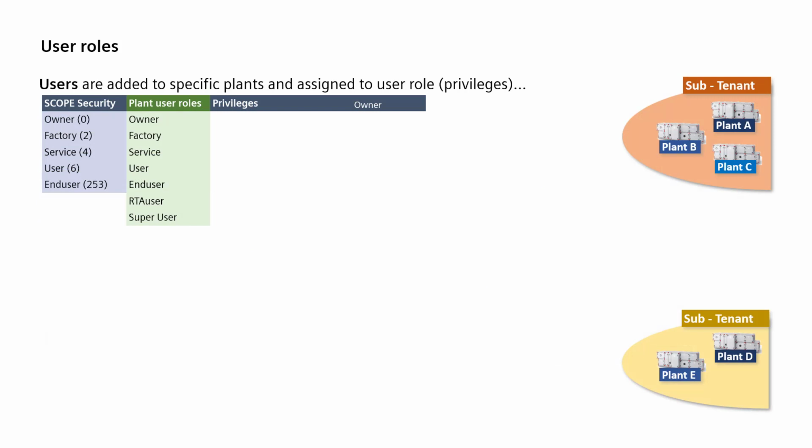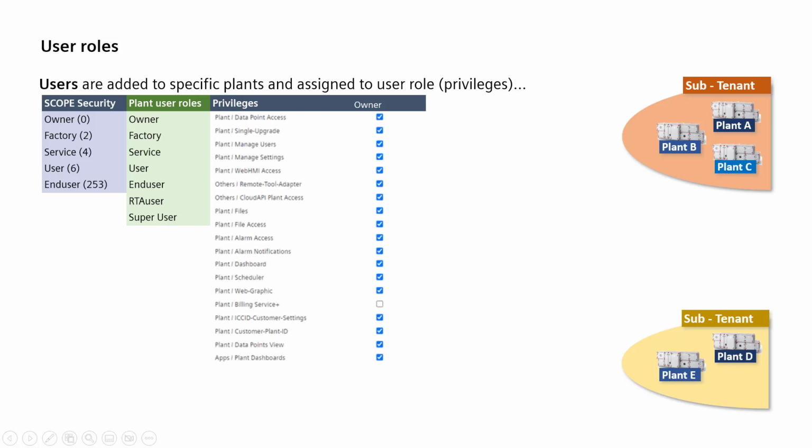Let's focus on user roles and their access privileges to a plant. The default user roles are defined in the Scope tool's security levels and applied in Climatics IC. For example, the user role, owner, has full access to the plant. The end user has the least privileges, as can be seen from the list.